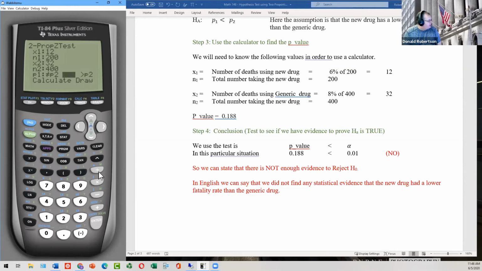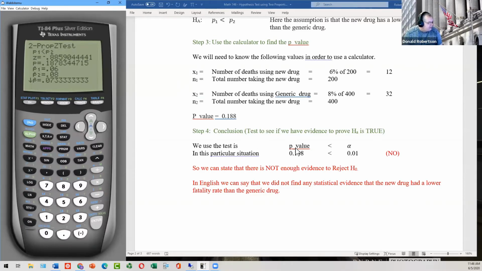So the one I'm going to highlight is that middle one. Now when I do calculate, I get a p-value of 0.187, rounds off to 0.188. So I'll now do a test. Is the p-value 0.188 less than the significance level alpha, which was 0.1? The answer is no, and when it's no, you write down that sentence. So we can state there is not enough evidence to reject H0. So in English, it says there isn't any statistical evidence to show that this new drug has a lower fatality rate than the generic drug.